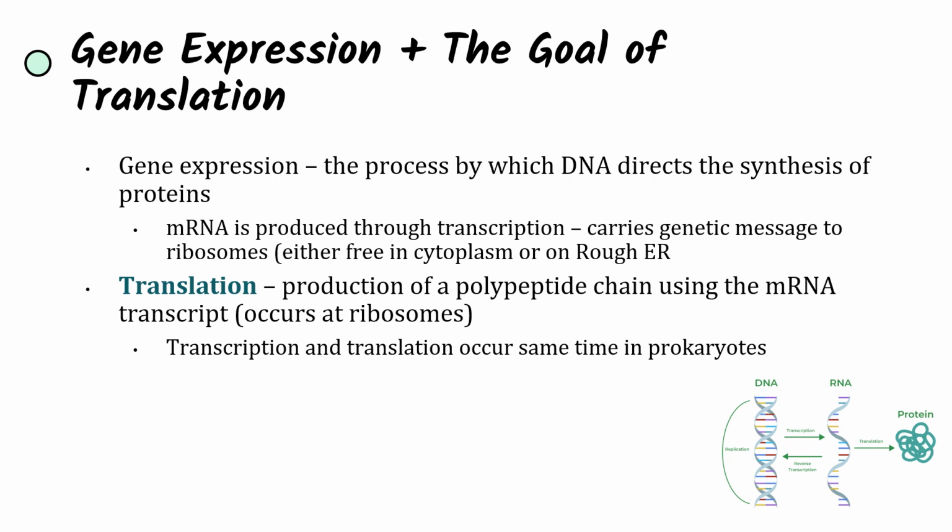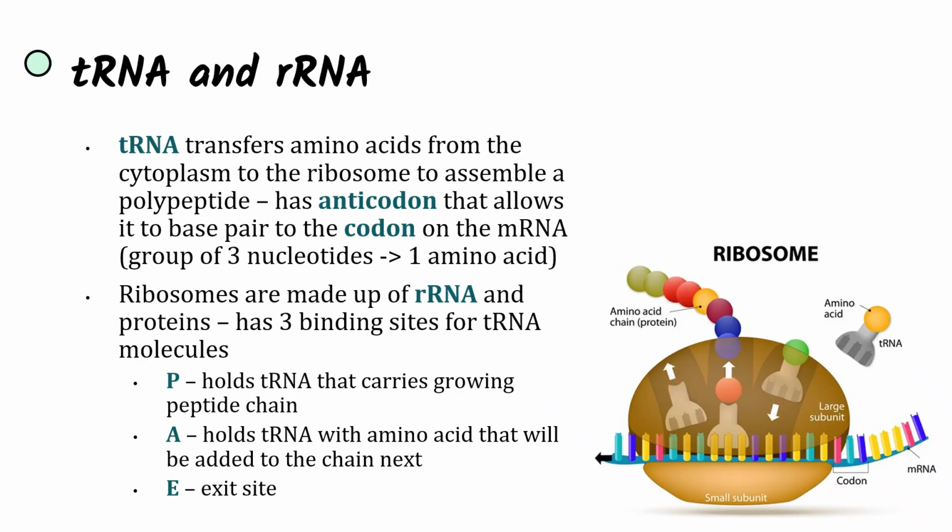This is the production of the polypeptide chain, a protein, using the mRNA transcript, and that of course occurs at ribosomes. And transcription and translation occur at the same time in prokaryotes. There is no RNA processing in prokaryotes like we talked about in 6.3. In order to cover translation, we need to discuss two other types of RNA.